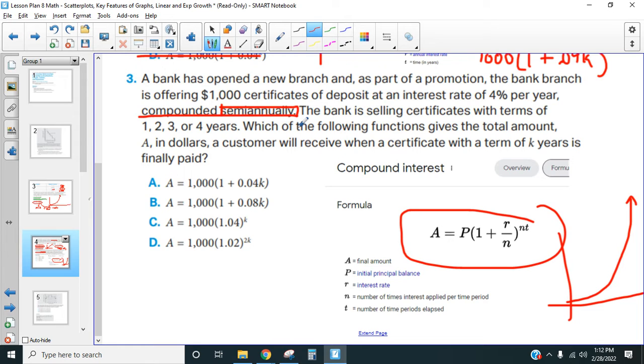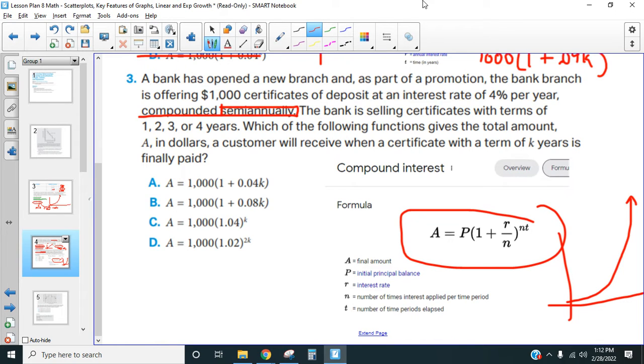Number 3, it's compounded semi-annually. Think of it this way. What's that word mean? Well, semicircle is half of a circle, right? If something compounds monthly, it would compound 12 times in a year. So if something compounds semi-annually, it compounds every half of a year. So how many times in a year does it compound?